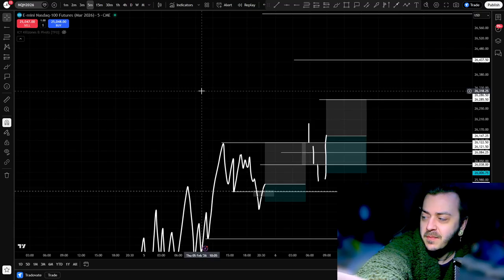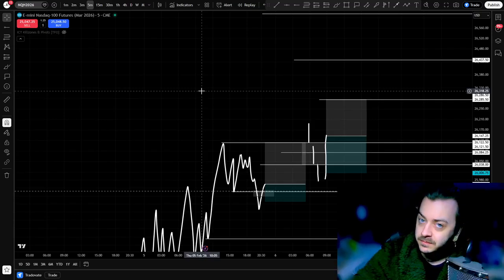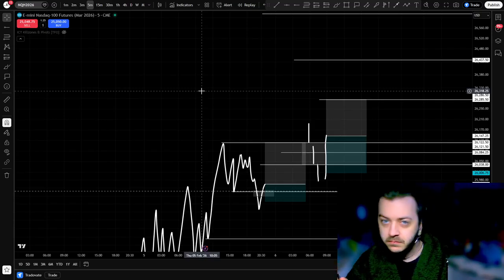It's not rocket science. I think my camera might be in the wrong place. Is this better? I don't know.